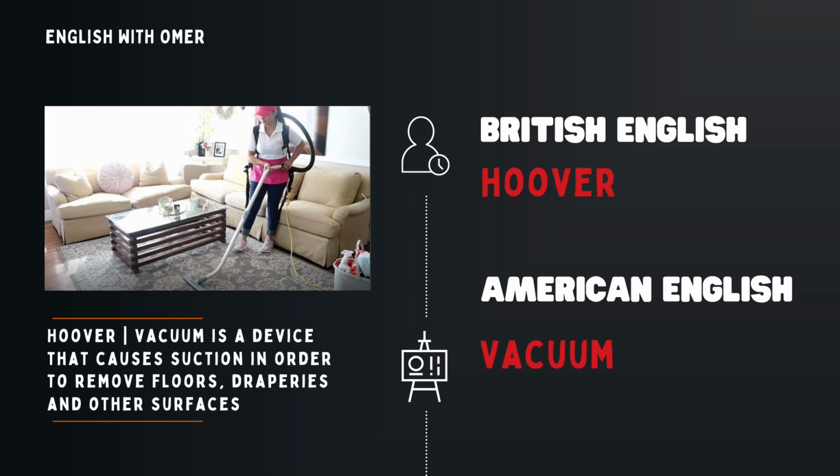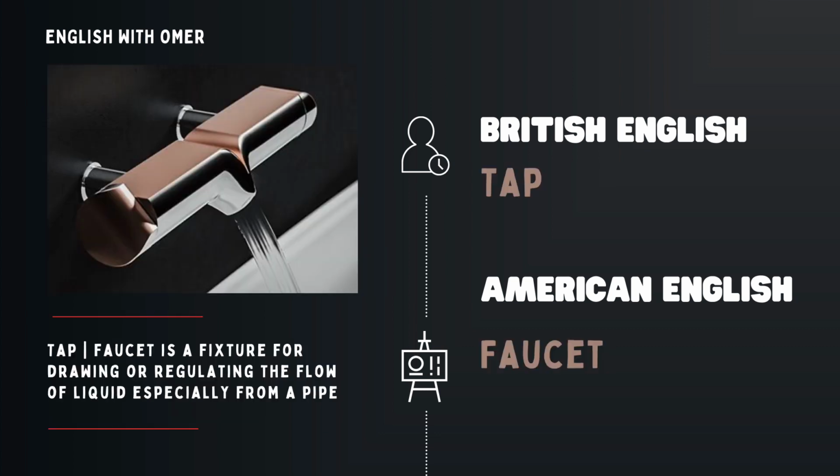In this image, you are watching a decent female. She is cleaning her carpet with an electric device. What is this device called? In British English, this device is called hoover, and in American English, it is known as vacuum.